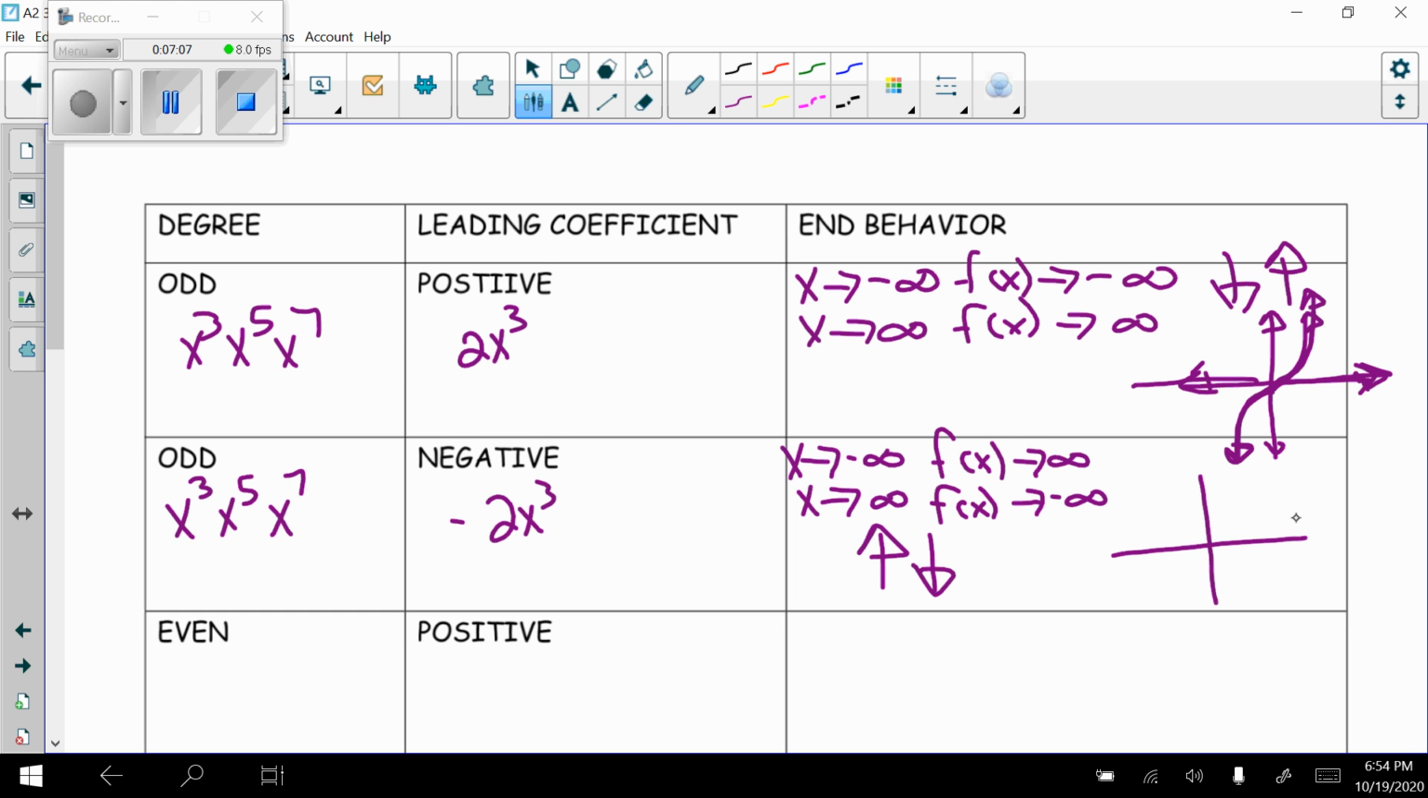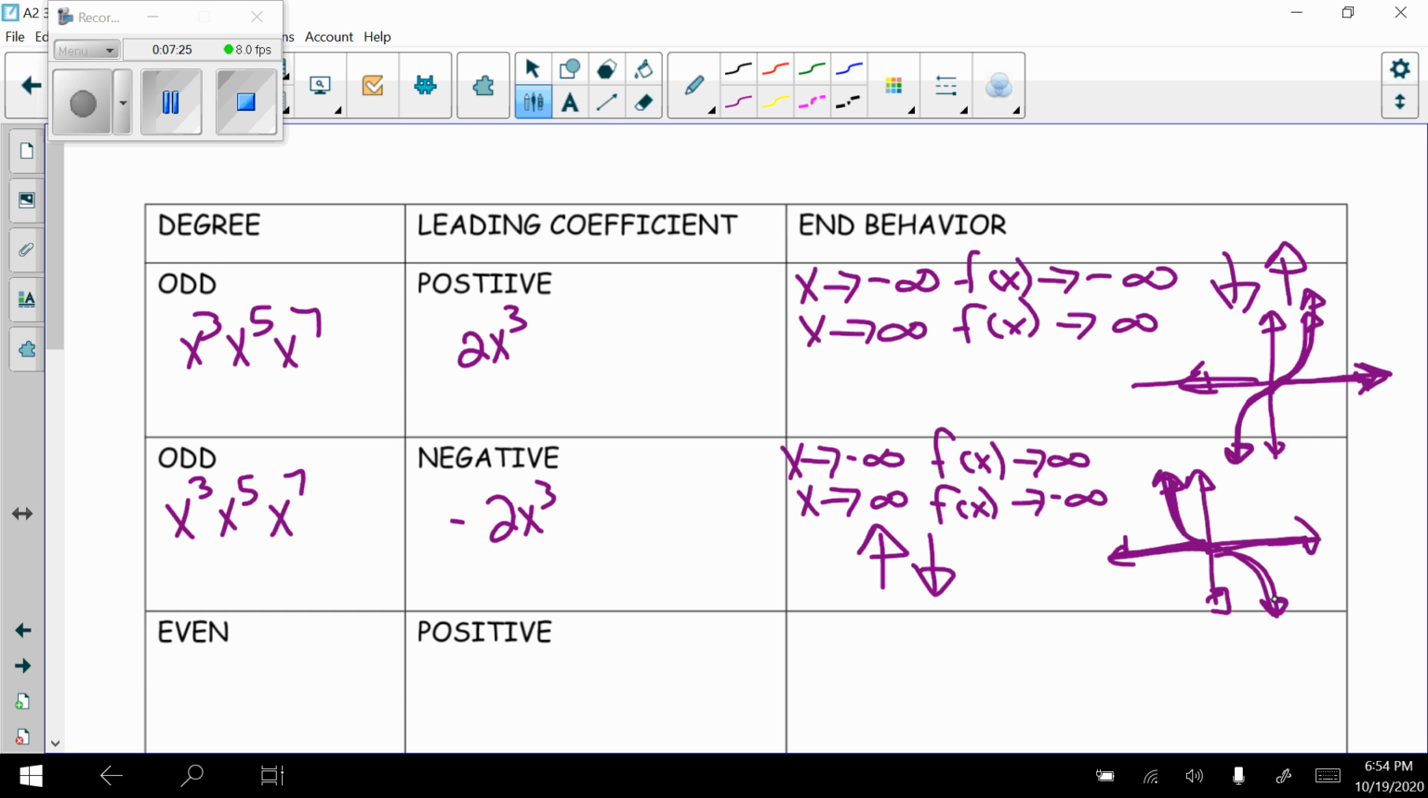That's just a fancy way of saying up, down. So the graph might look something like this, the first one that I was drawing, like this. So as my x's are getting smaller, my y's are getting bigger. As my x's are getting bigger this way, my y's are getting smaller.